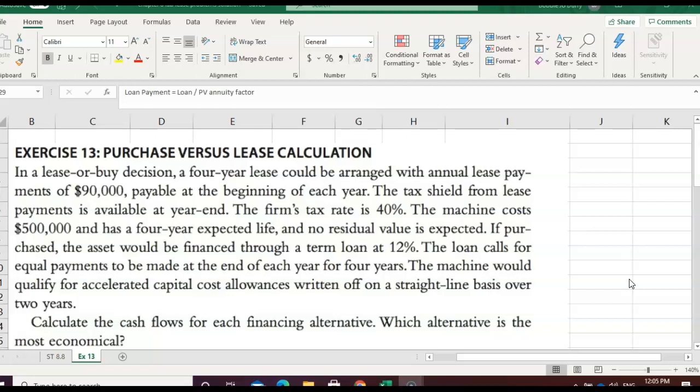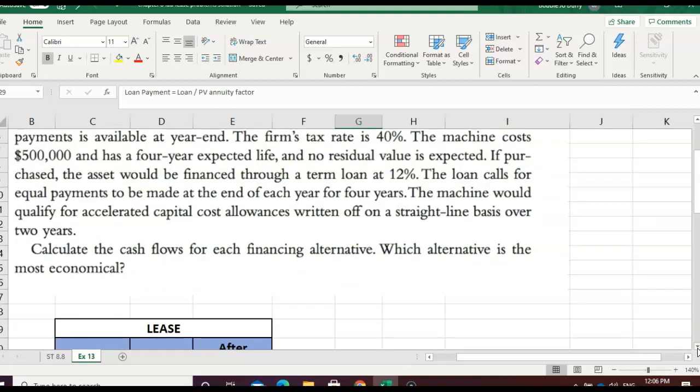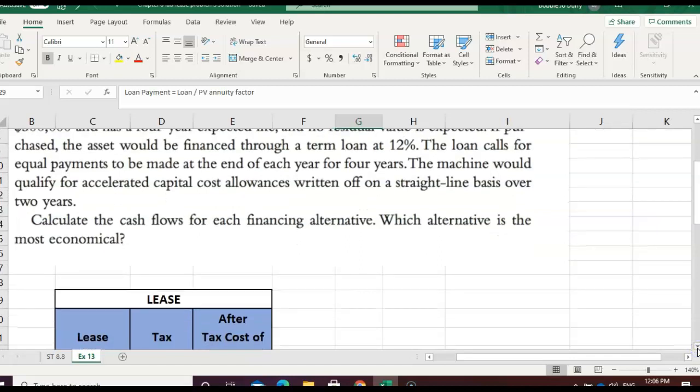The machinery costs $500,000 and has a 4-year expected life, and no residual value is expected. If you purchase this, the asset will be financed through a term loan at 12%. The loan calls for equal payments to be made at the end of each year for 4 years. The machine would qualify for accelerated capital cost allowances written off on a straight line basis over 2 years. So calculate the cash flows for each financing alternative. Which alternative is the most economical?